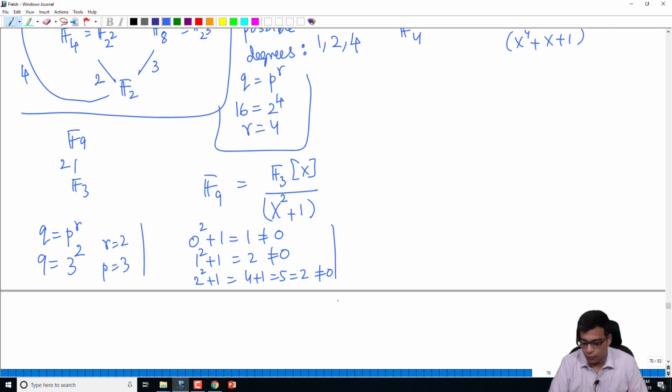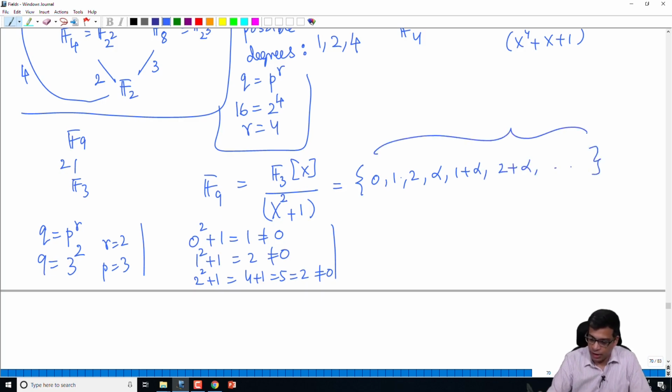So this will give you a polynomial which is irreducible, and you can write a field of order 9, whose elements can be written as 0, 1, 2, alpha. Here 1 comma alpha will be a basis, where alpha squared will be 2, so the elements are 1 plus alpha, 2 plus alpha, and so on. I'll not write all the 9 elements, but there will be 9 elements.